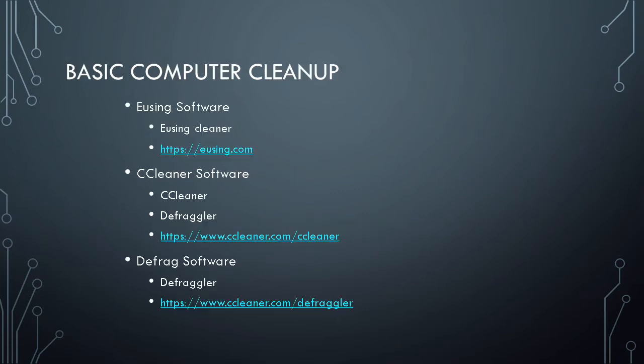For basic computer cleanup, there's a few programs or tools that you can download off the internet. There's several that are free and some that you do have to pay a small fee for. One of the ones that I like to use is the Eusing software, or the Eusing Cleaner, and that can be downloaded on their website at eusing.com. Another one is CCleaner that can be found and downloaded at ccleaner.com/ccleaner. And then for defragging your hard drive, Defraggler, which can be downloaded at ccleaner.com/defraggler.